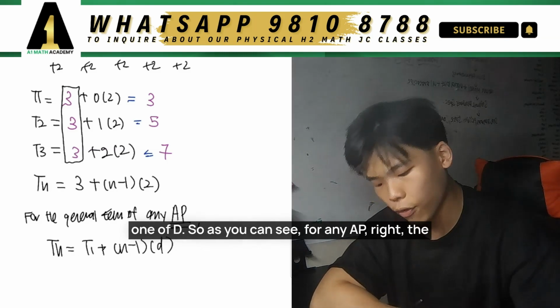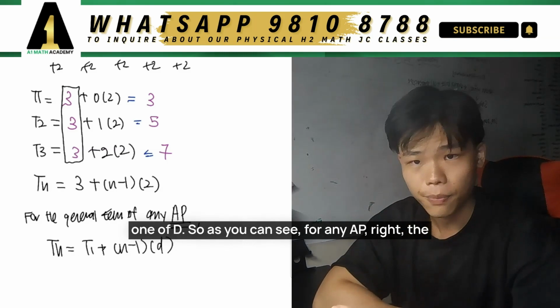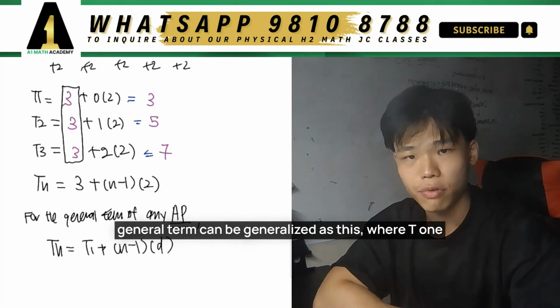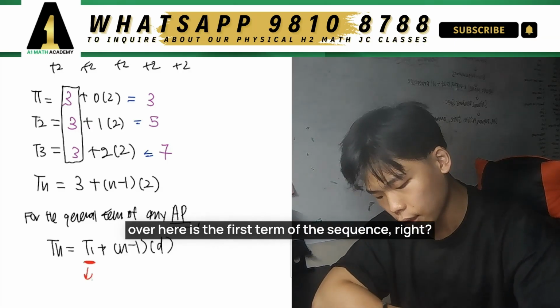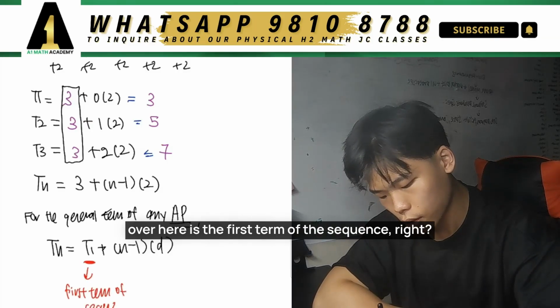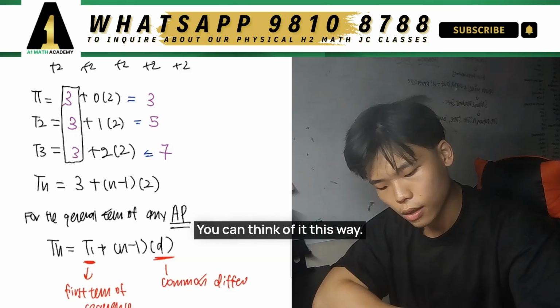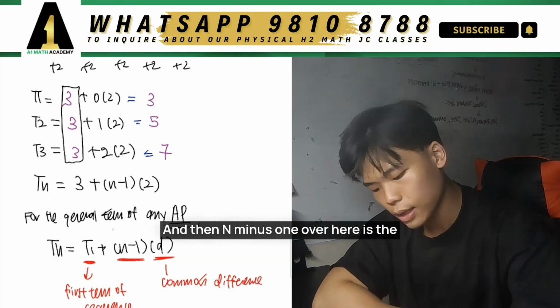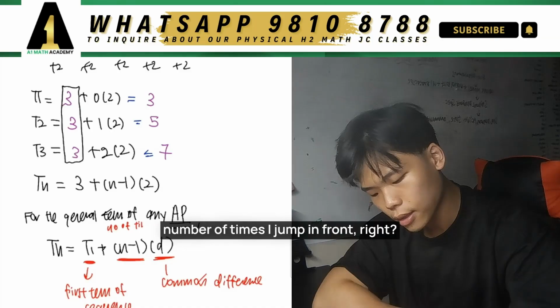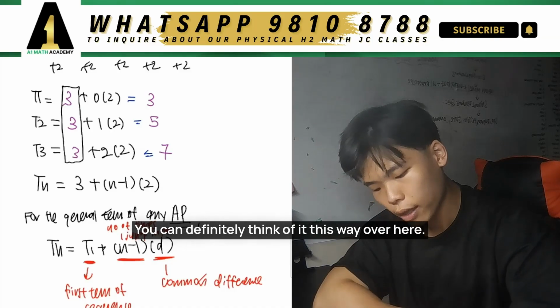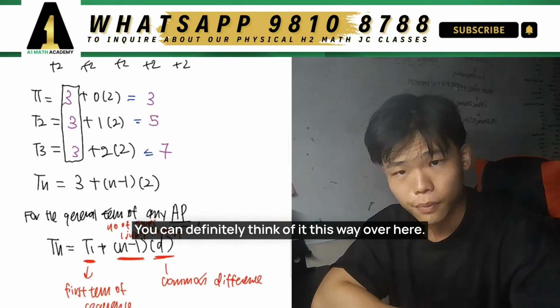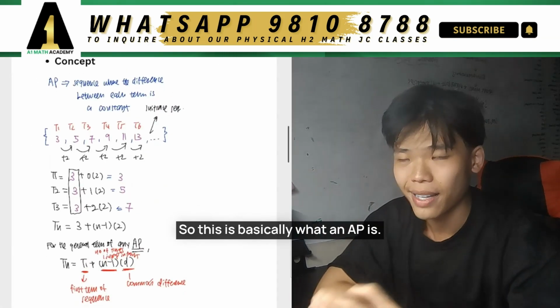So as you can see, for any AP, the general term can be generalized as this, where T1 here is the first term of the sequence, and d over here is the common difference. You can think of it this way. And n minus 1 is the number of times I jump forward. So this is basically what an AP is.